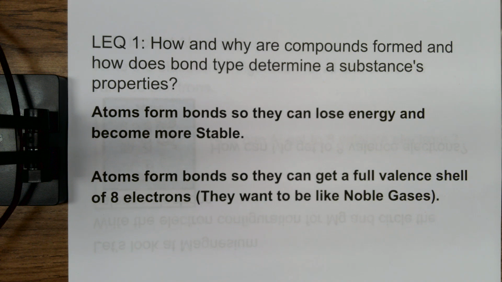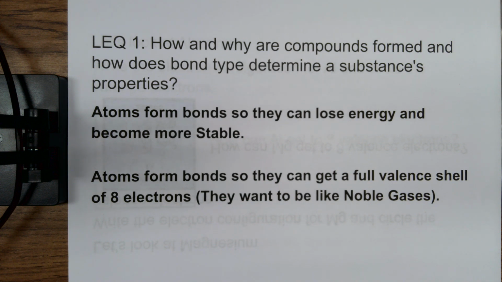There are two big takeaways that we're going to pick up today. You don't have to write these down immediately. We're going to see them again. Atoms form bonds so they lose energy to become more stable. We're going to shed electrons in order to interact with other elements to make our elements more stable. And we're going to notice another pattern. Atoms form bonds so they can get a full valence shell of 8 electrons.